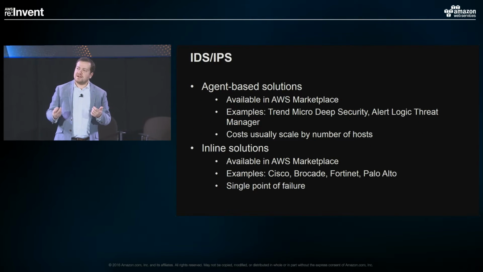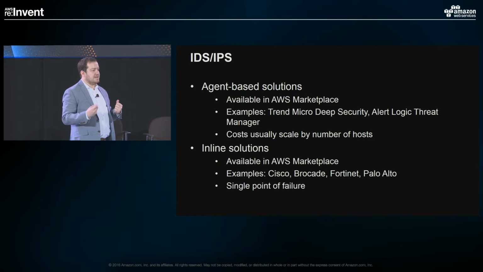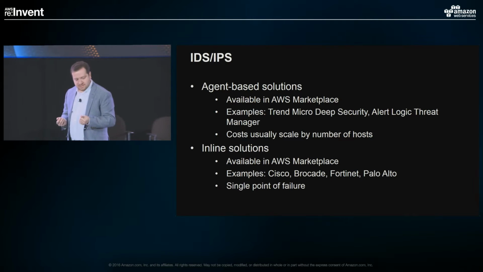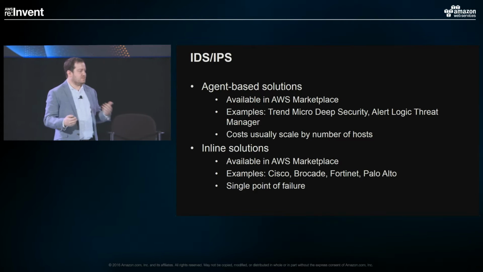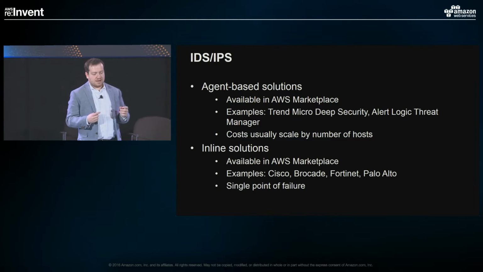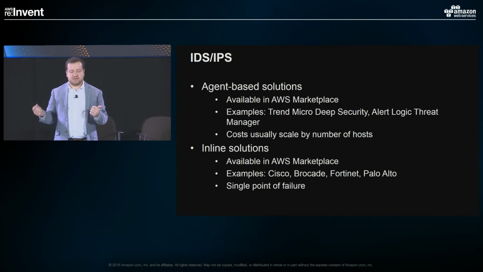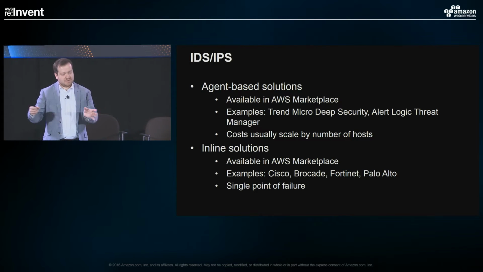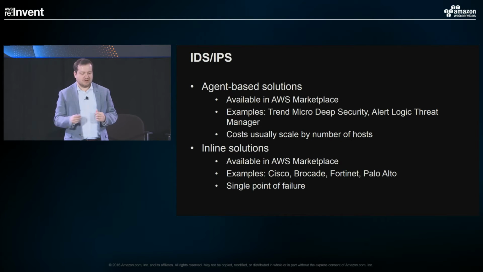So now let's talk about IDS and IPS, so intrusion detection and intrusion protection systems. There are three kinds of solutions for that. The first kind is agent-based solutions. These are available in our AWS Marketplace, and some examples are Trend Micro Deep Security and Alert Logic Threat Manager.